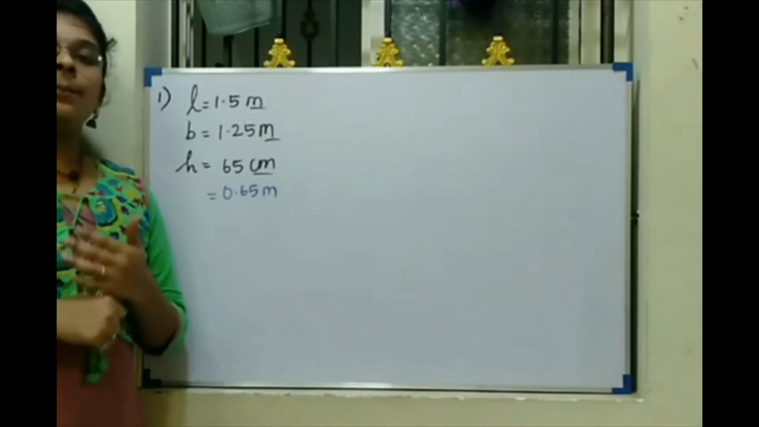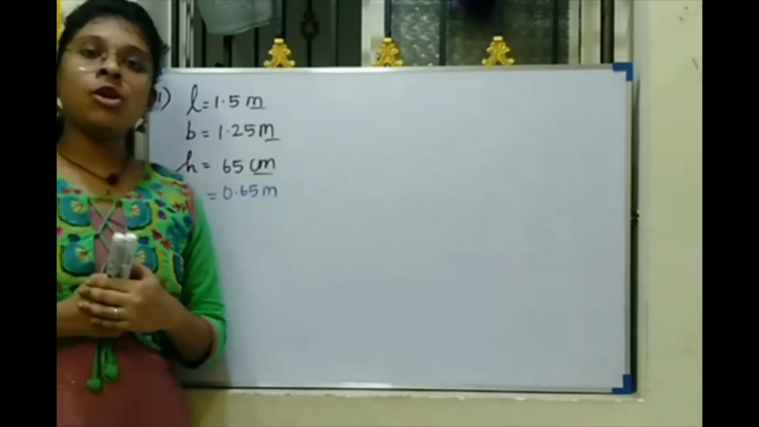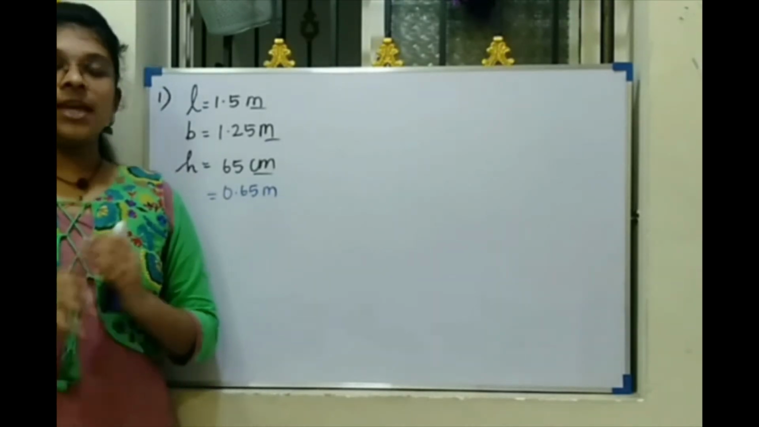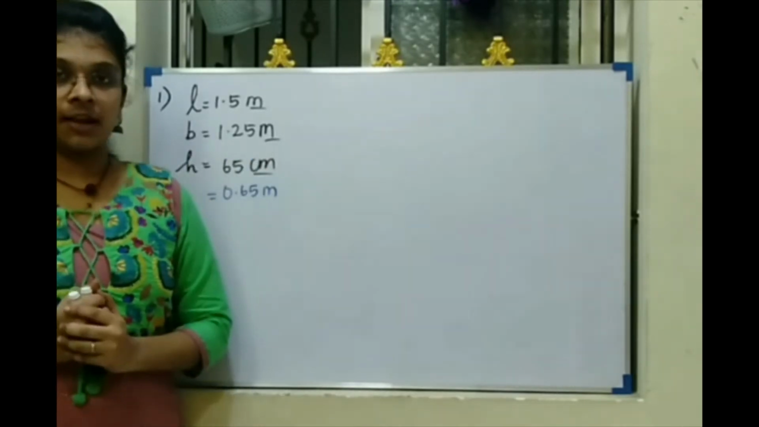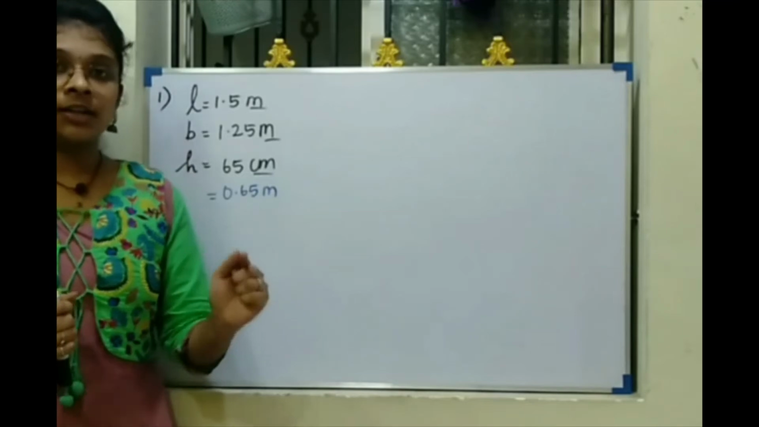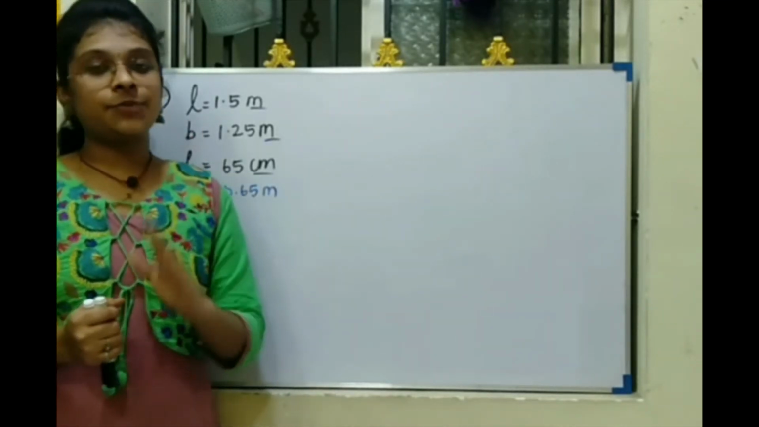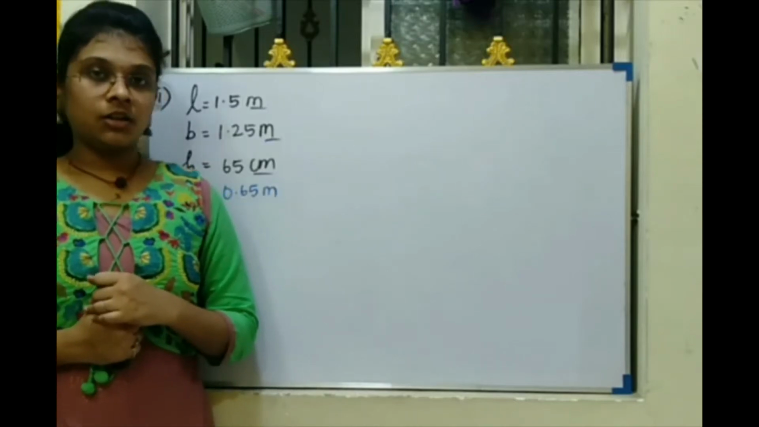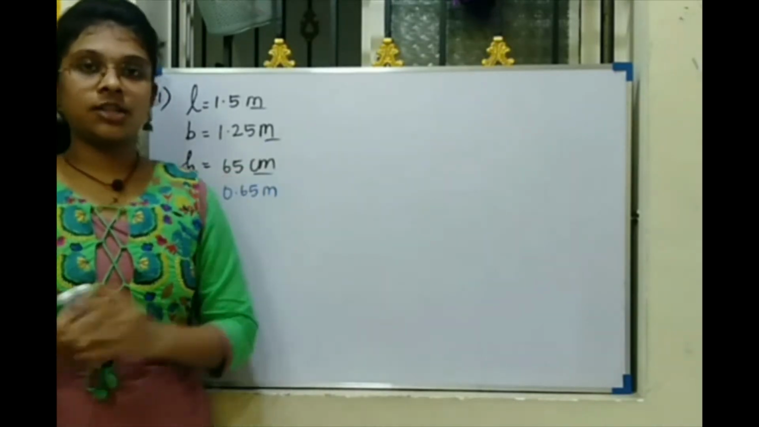As we all know, the box is in the shape of a cuboid, right? Now, what is the formula for surface area of cuboid? If they are asking surface area, it actually refers to total surface area. If they mention curved or lateral surface area, then only we have to find lateral surface area of the particular object. If they have asked only surface area, we have to find total surface area only.